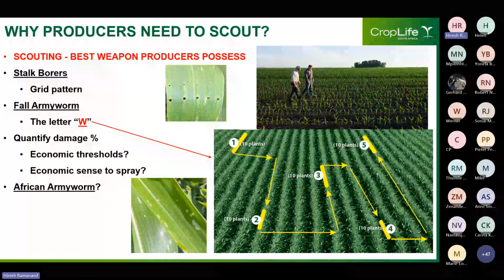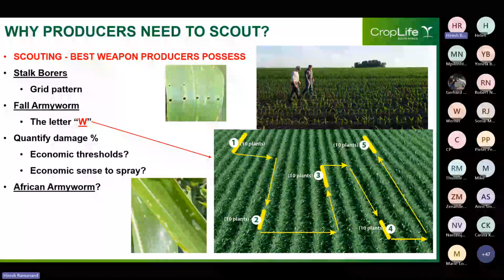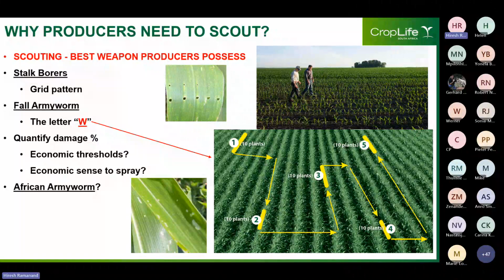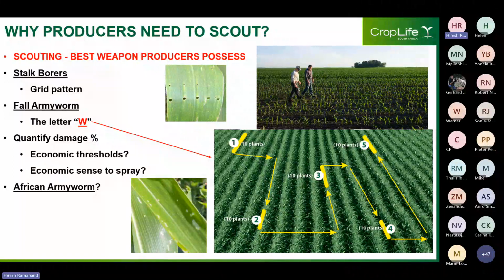Let's move on to the fall armyworm. One of the most important things that farmers can do to manage fall armyworm is to enter their fields at least once a week, more often when there are dynamic changes. For fall armyworm, here is an example of a scouting protocol developed by the Food and Agriculture Organization, better known as the FAO, and supported by DLAD.